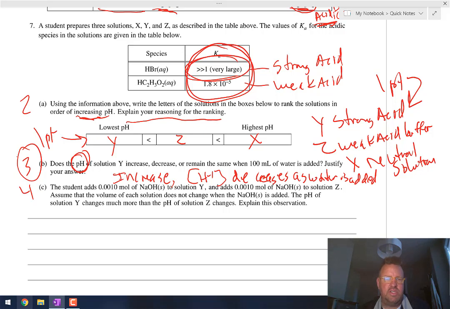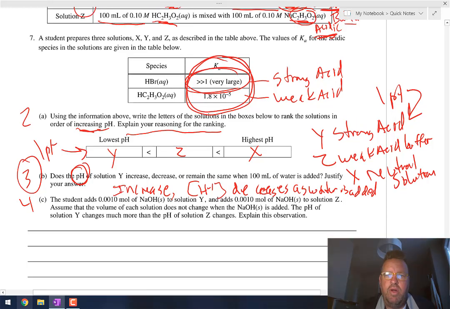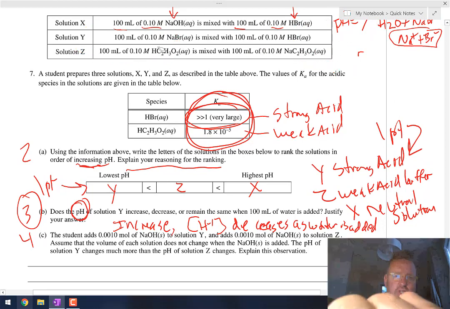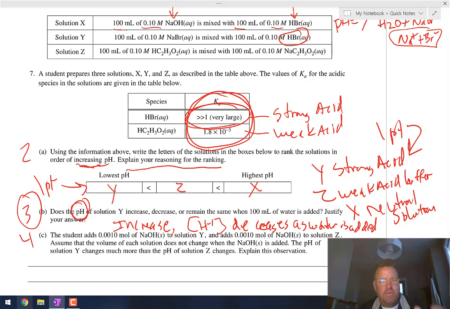The volume doesn't change, and it says the pH of Y changes much more than solution Z does. Explain this observation. Well, again, in solution Y, we've got a strong acid. You have a whole bunch of hydrogen ions floating around in there. So when you add some strong base to it, what does that base do? The OH minus ions immediately react with the hydrogen ions to produce water. And then just like in question B, when you remove hydrogen ions from the solution, what does the pH do? The pH is absolutely going to go up.